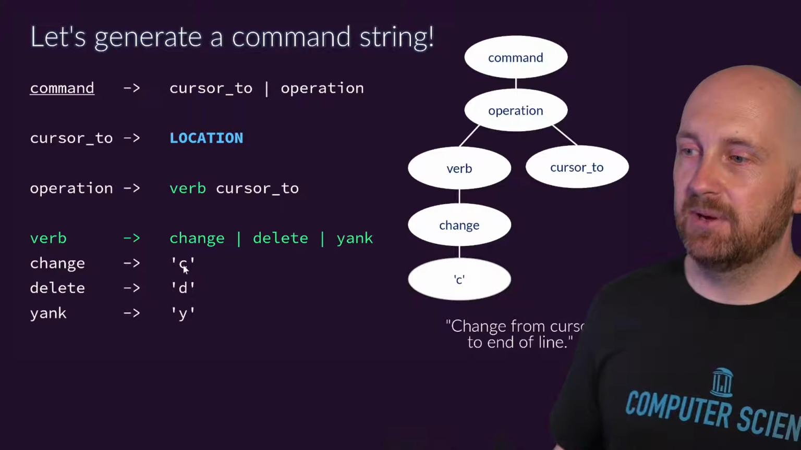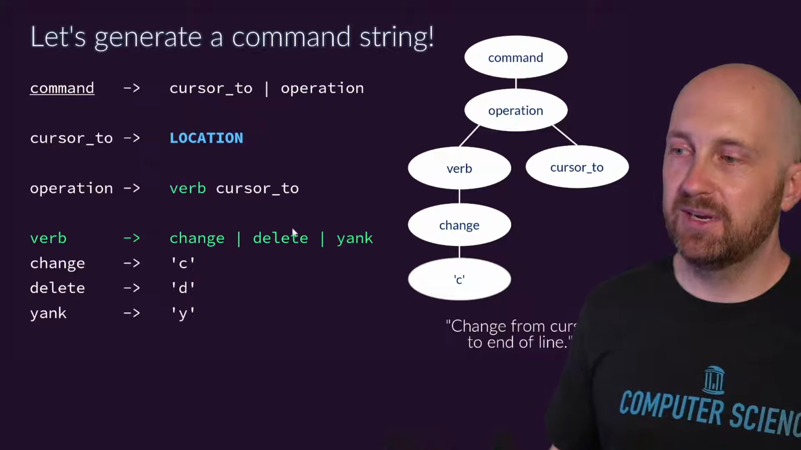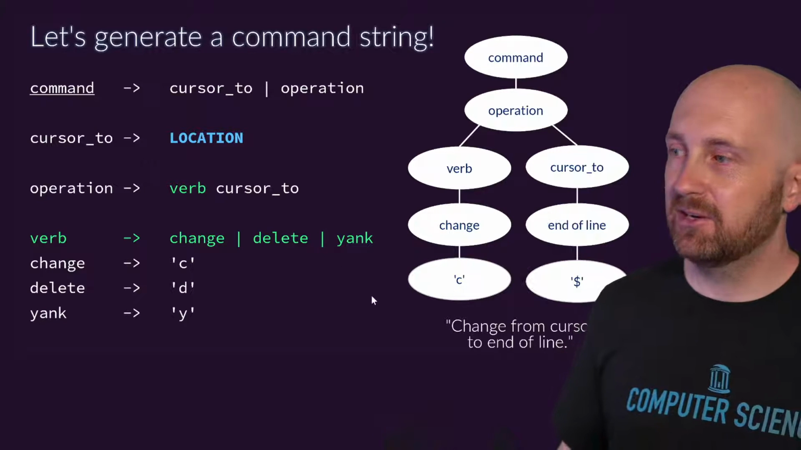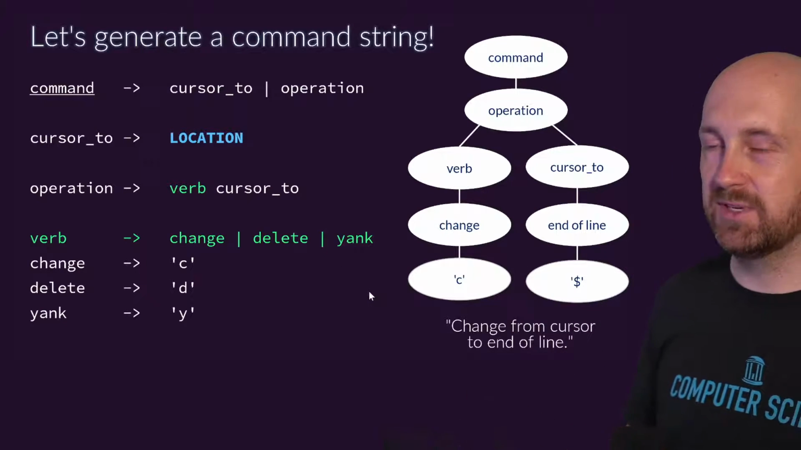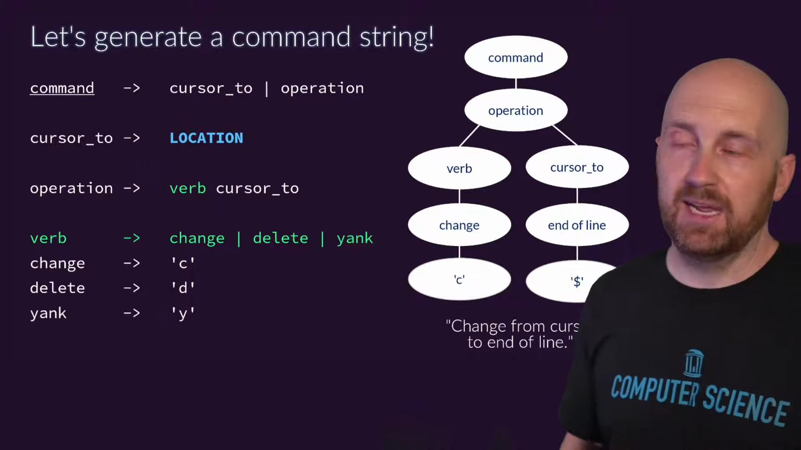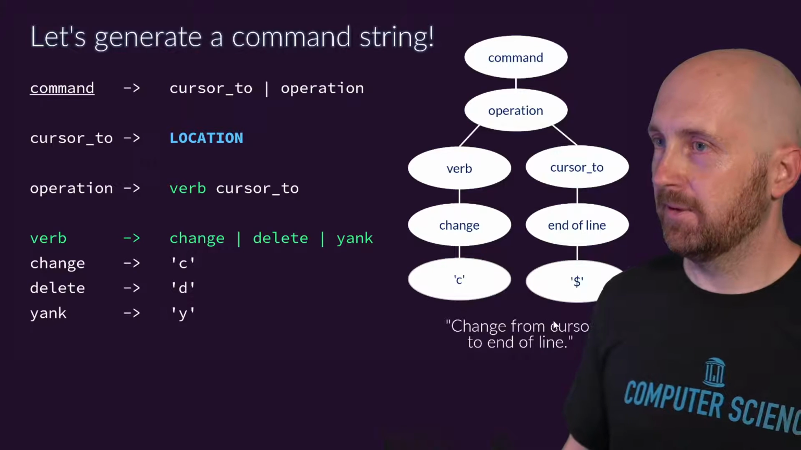So our verb is going to be, we're going to change. We choose one of these three, and we chose change, and we see that the terminal is going to be C. And then the cursor to, we get change to the end of the line. This was actually one of the examples that we worked through together. This is a really handy one to know.